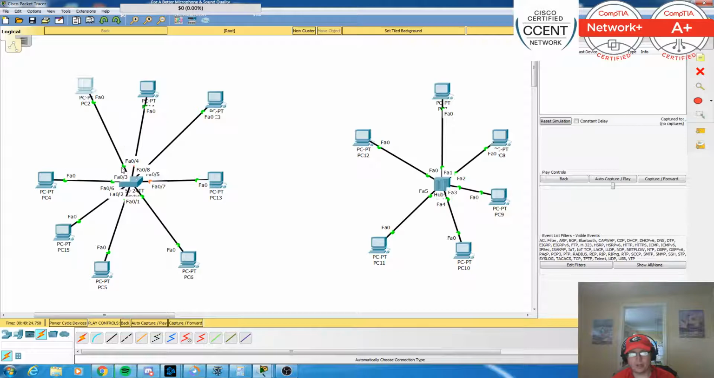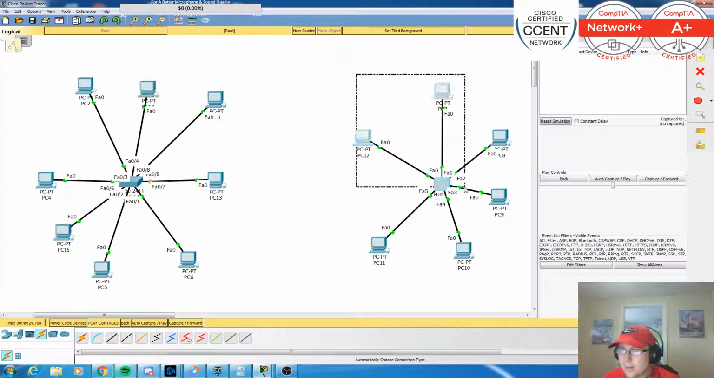Alright, so we got 1 collision domain, 2, 3, 4, which is this right here, 5, 6, 7, 8. 1, 2, 3, 4, 5, 6, 7, 8. So 8 collision domains exist on the switch. Alright, so with that being said, let's move over to the next one, the hub over here.